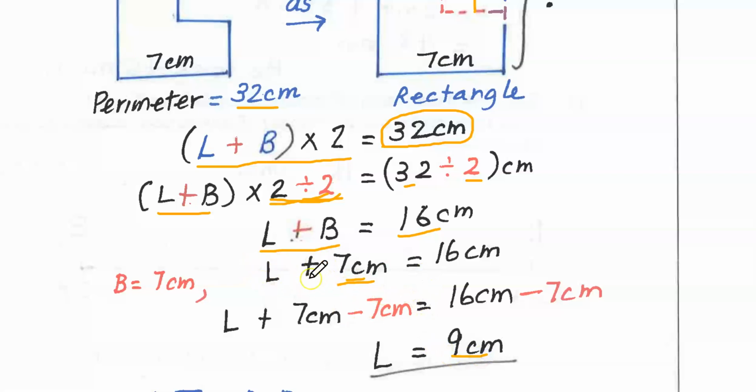Length plus 7, so minus 7 on the left hand side. So I take 16, right hand side also minus 7. Length plus 0 is 16 minus 7. So length plus 0 is length. 16 minus 7 is 9.